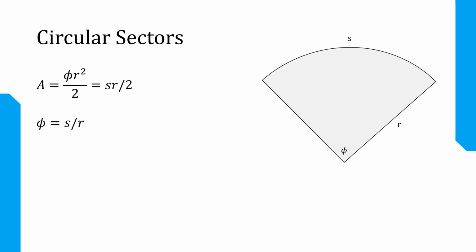The central angle must be in radians, like we just discussed in the central circular segment. In the second equation, we're going to find the central angle in radians when the arc length and radius are both known.